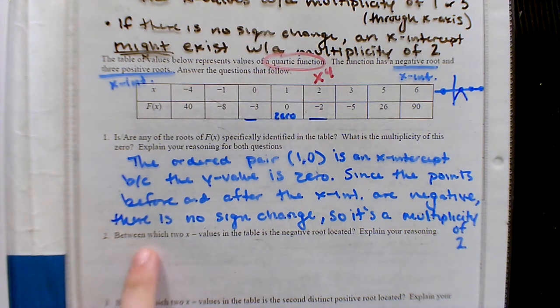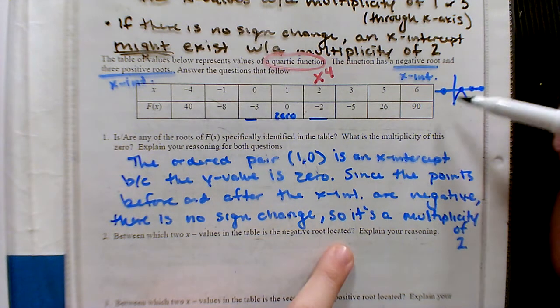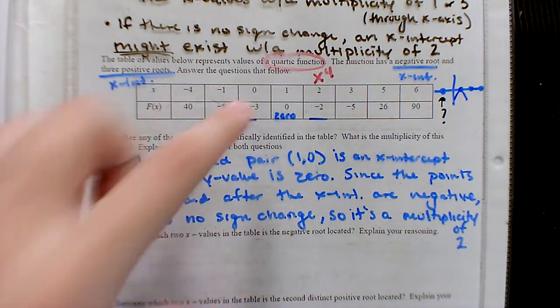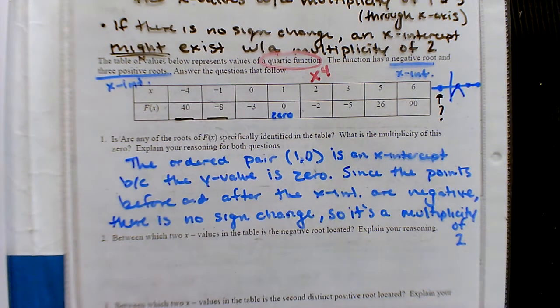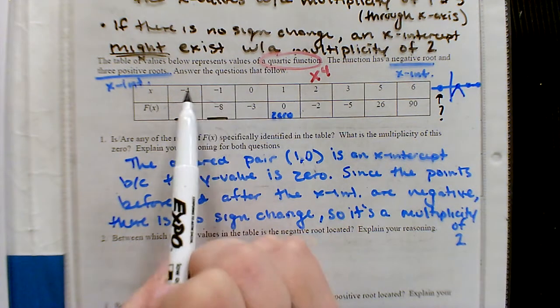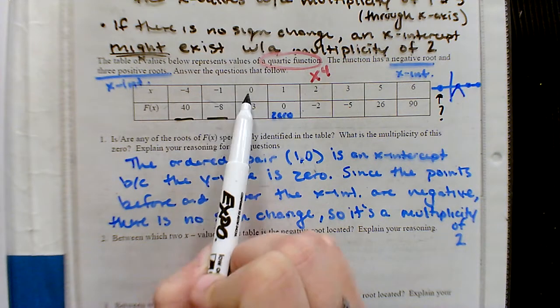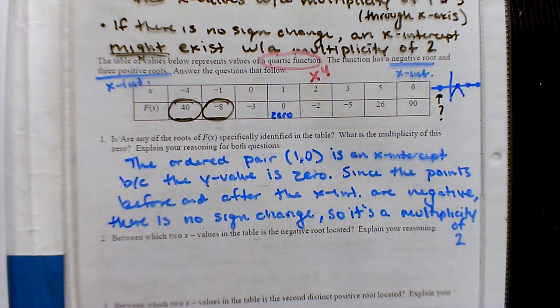All right, let's try the next one. Between which 2 x values in the table is the negative root located? So we're trying to figure out, where is this negative x-intercept? Can you look at the table to perhaps think about where that one might show up? What do you think, Tori? How do you know? Okay, so these are the only negative values in here. It could have been perhaps between -1 and 0, because those are still negative values. But what Tori was mostly looking for right there was that sign change.